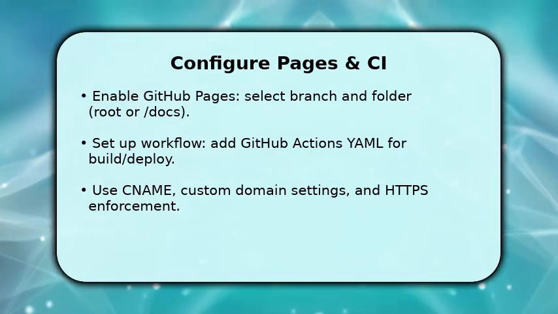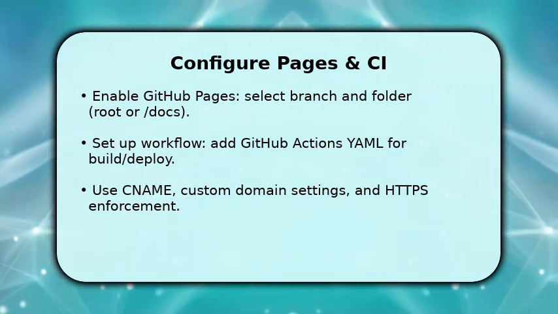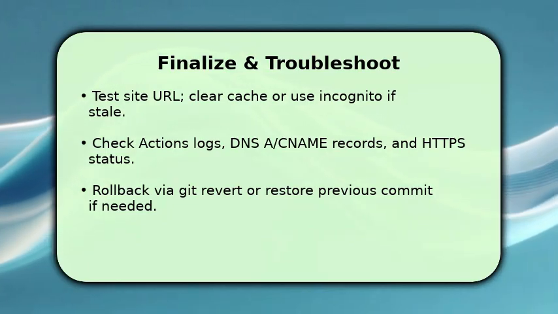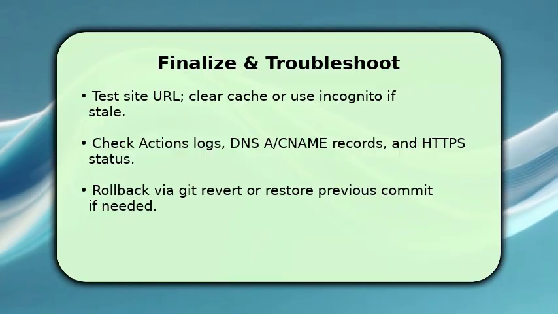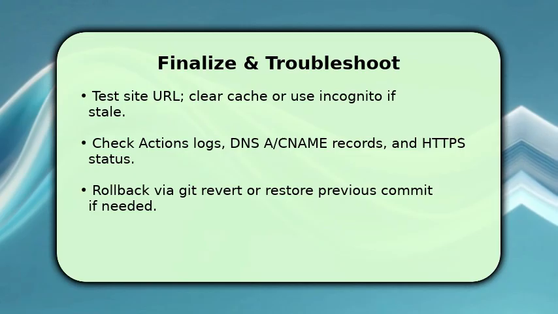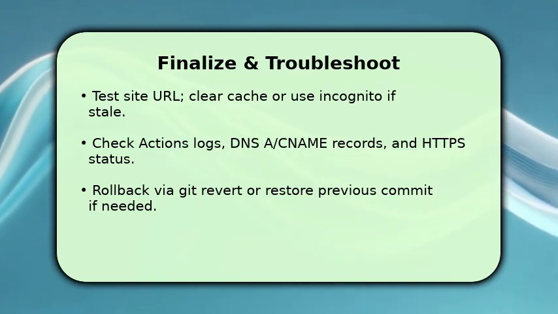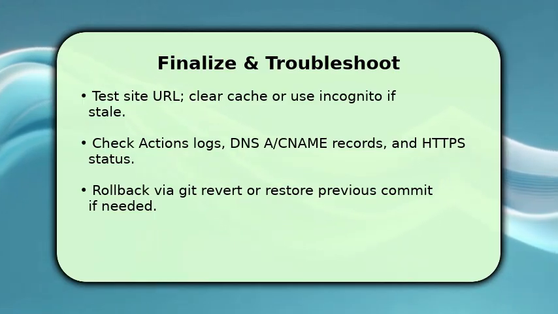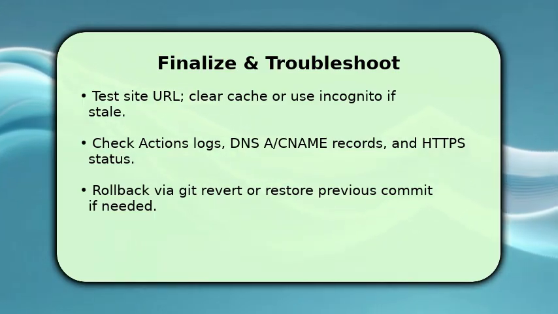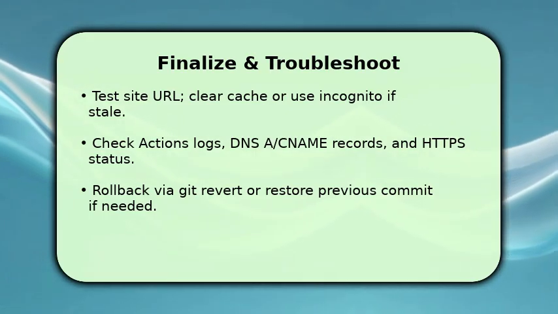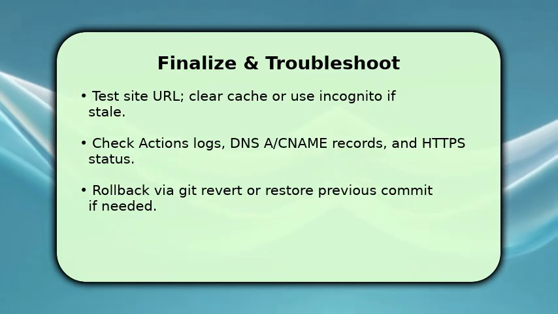Finally, verify the live site and handle common failures. You should visit the page's URL and test functionality. If content looks stale, clear the browser cache or open an incognito window. If deployment failed, inspect GitHub Actions logs for build errors and validate DNS records for custom domains. A or CNAME must point correctly, and HTTPS may require propagation time. If a bad change went live, revert the commit locally or use git revert to restore the prior state, then push to trigger a new deployment.